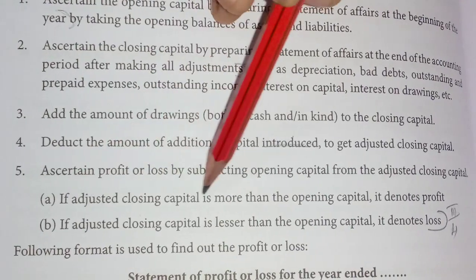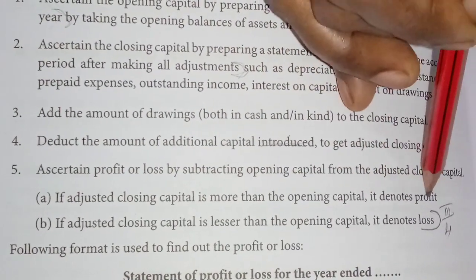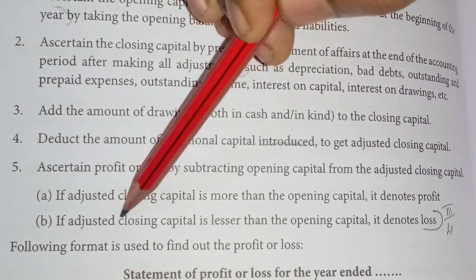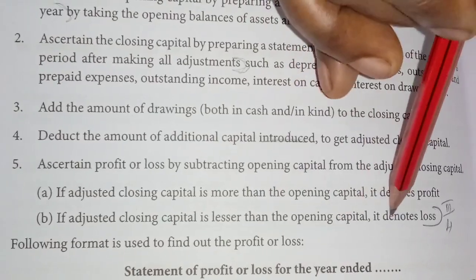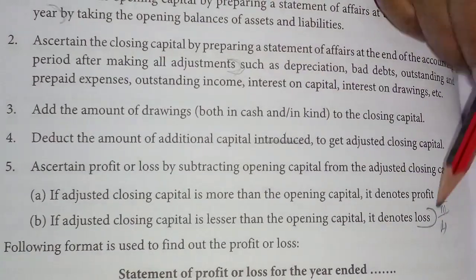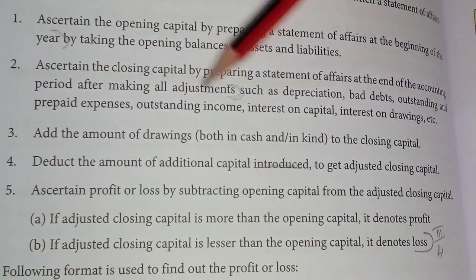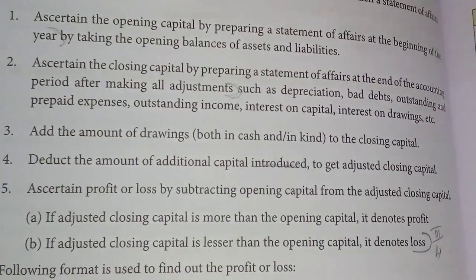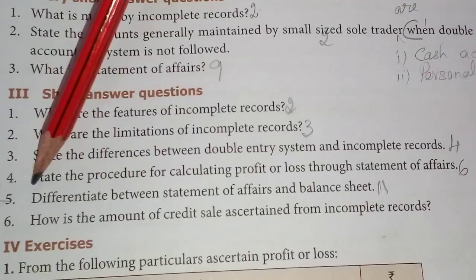If the adjusted closing capital is more than the opening capital, it denotes profit. If the adjusted closing capital is lesser than the opening capital, it denotes loss. That's all. What I have explained is given here; it is very simple. 5 steps you have to write. Now we will see the next question.